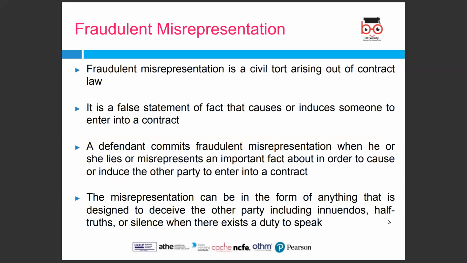Now we're going to go on to fraudulent misrepresentation. Fraudulent misrepresentation is a civil tort arising out of contract law. It is a false statement of fact that causes or induces someone to enter into a contract. A defendant commits fraudulent misrepresentation when he or she lies or misrepresents an important fact in order to cause or induce the other party to enter into a contract. The misrepresentation can be in the form of anything that is designed to deceive the other party, including innuendos, half-truths, or silence when there exists a duty to speak.